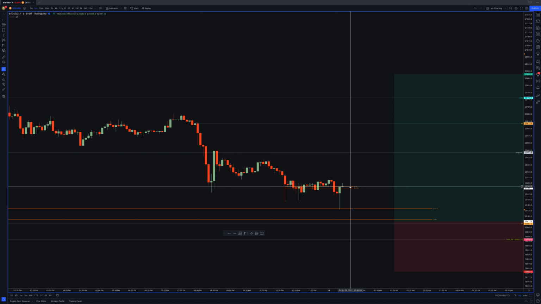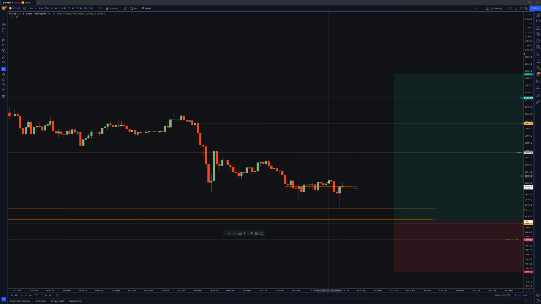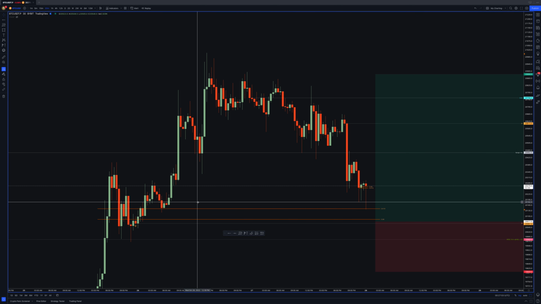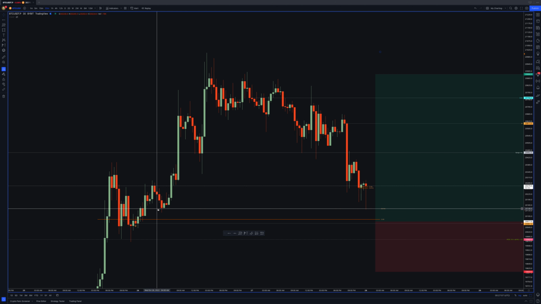We don't FOMO. We do not FOMO. Put that in your head, okay? If price is rising, we're looking for shorts. If price is falling, we're looking for longs. It's very simple. But a couple things going on here. Let's go to the 30-minute chart. Let's see that level. Look at that right there. Also supported over here to the left as well.